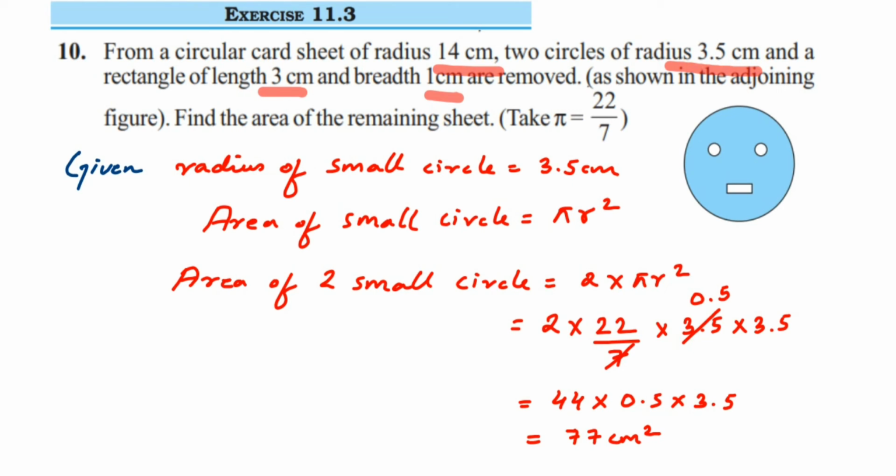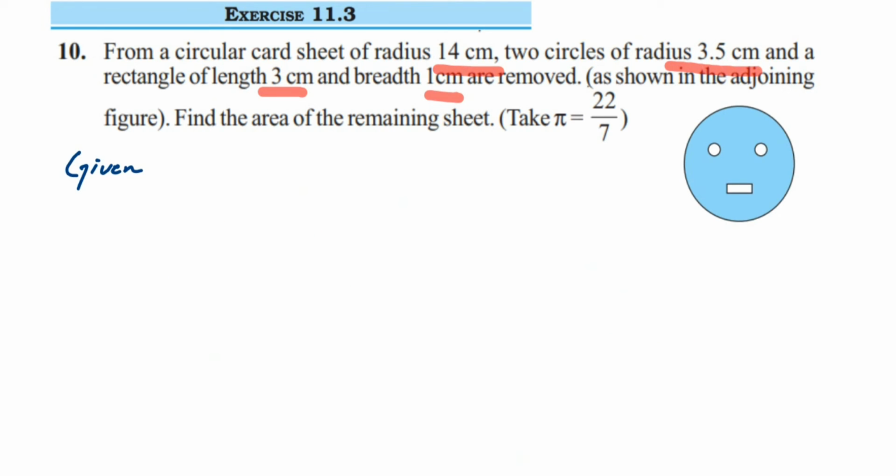Okay, so here we got the area of the big circle, we got the area of these two small circles. The last thing we have to find is area of this rectangle. So let's see how to find out. I have to again erase this. We have to just remember, or you can put it down in your notebook: we got 77 centimeter square, and the area of the big circle we got is 616 centimeter square, which I'm gonna use later again.